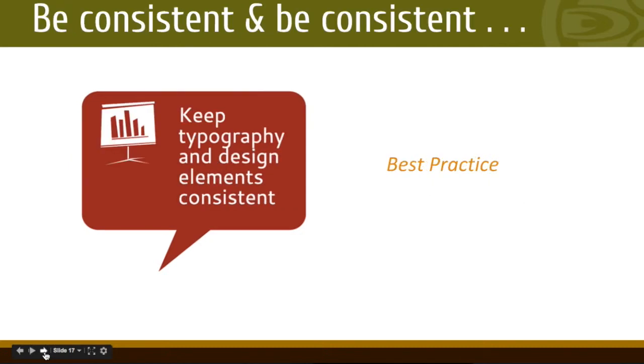Best practice, and also known in graphic design, is keeping typography and design elements consistent. So it's often referred to as CARP: contrast, alignment, repetition, and proximity.